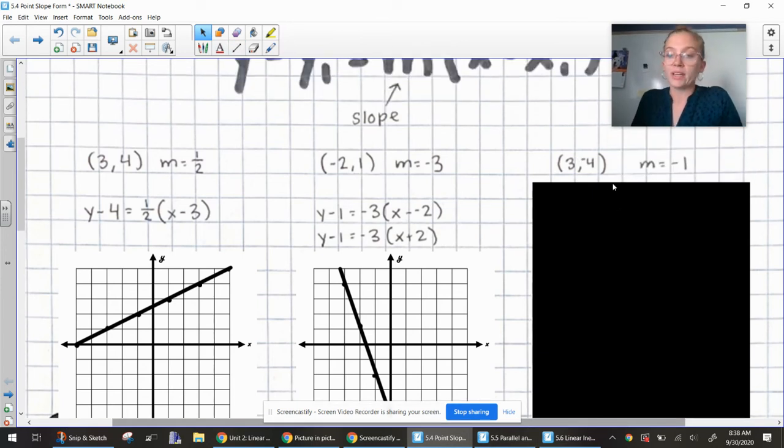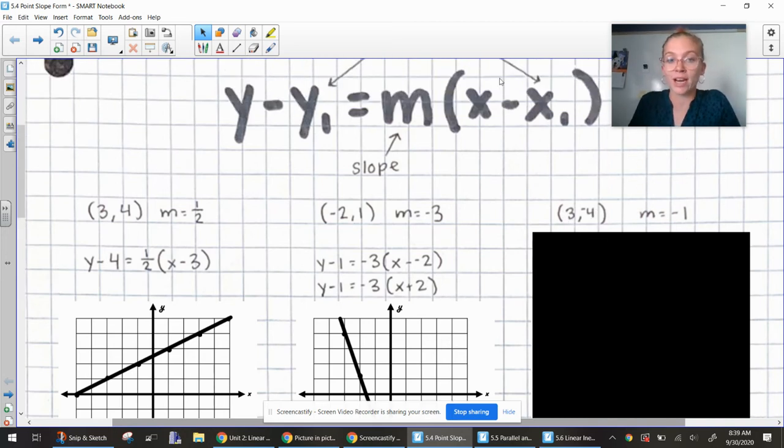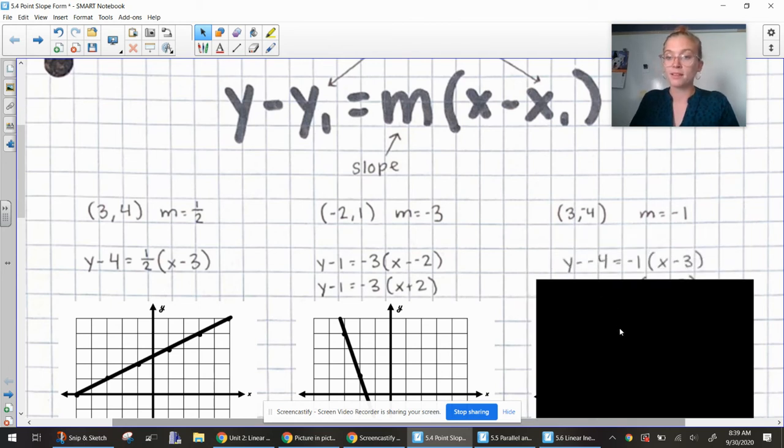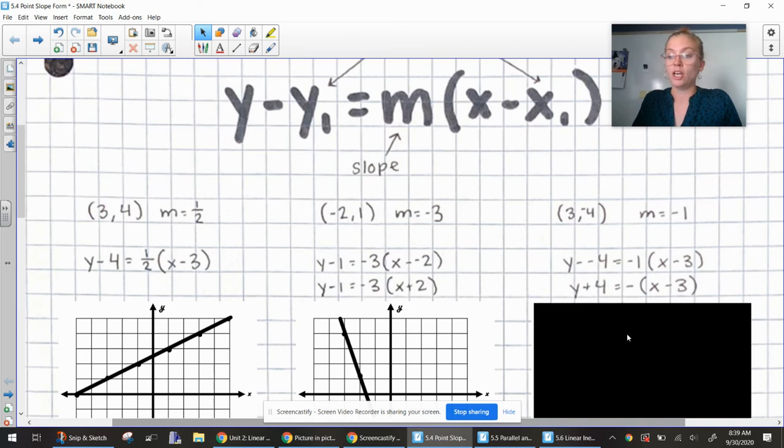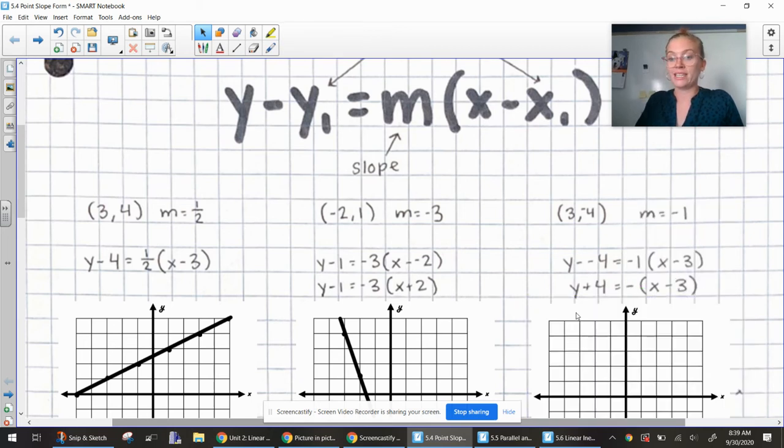Our final point is 3, -4, and our slope is -1. So again, we're going to substitute in 3, -4 for x1 and y1 respectively. Subtracting a negative is the same as adding a positive. So our final equation is y plus 4 equals negative 1 times x minus 3, which is negative x minus 3.